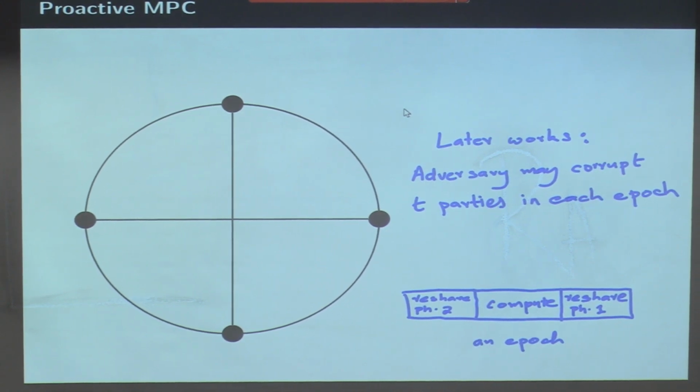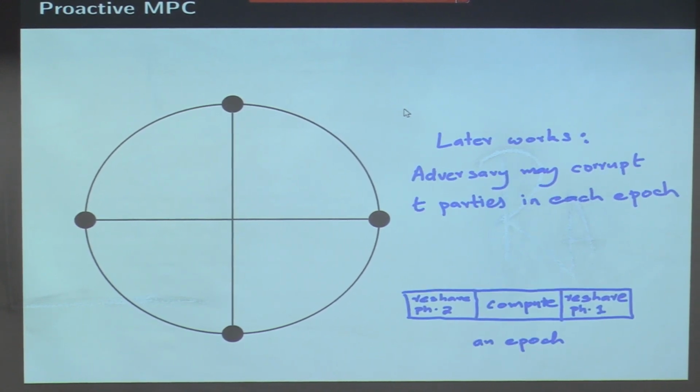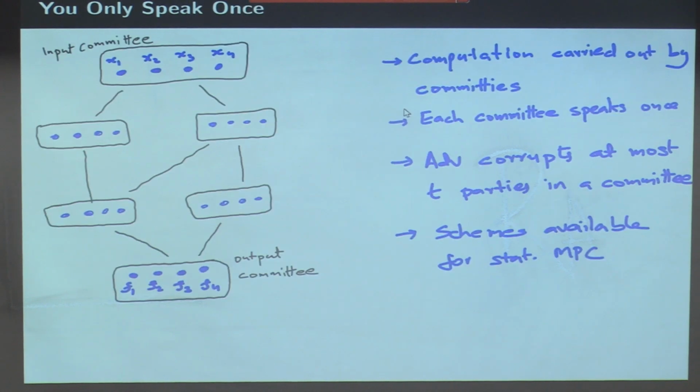So as we noted, the most aggressive situation is where the adversary is allowed to corrupt T potentially fresh parties in every round.